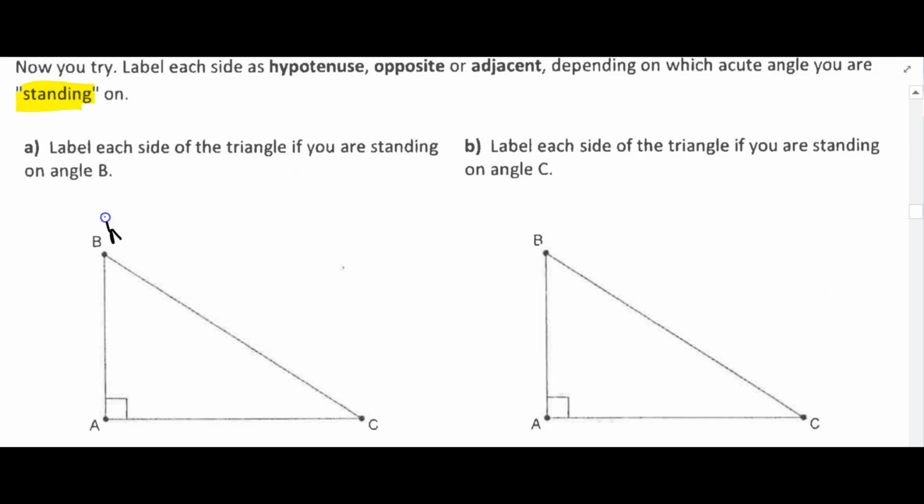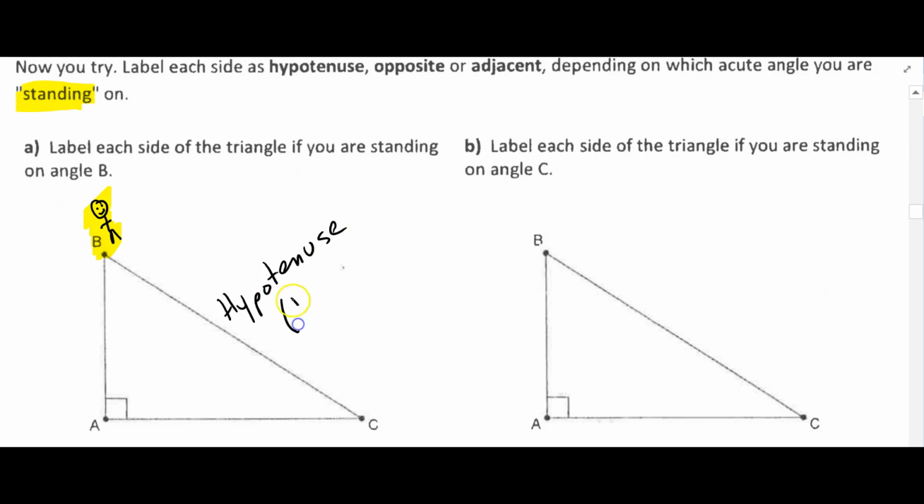I will almost always draw in my little stick figure there so that I know which angle we are using as our reference point. If you want to use a highlighter or circle it, I just like to do a stick figure because it really draws my attention. So if I am standing at angle B, which side is the hypotenuse? Well, the hypotenuse doesn't change no matter which acute angle you're standing at. Remember, we'll never stand at the right angle, only the two acute angles. So this is our hypotenuse.